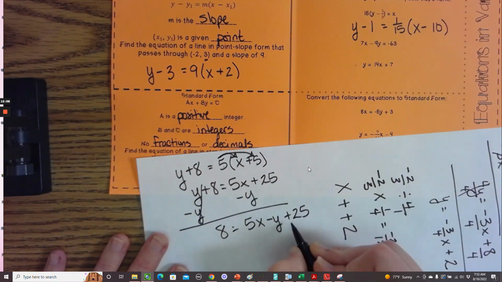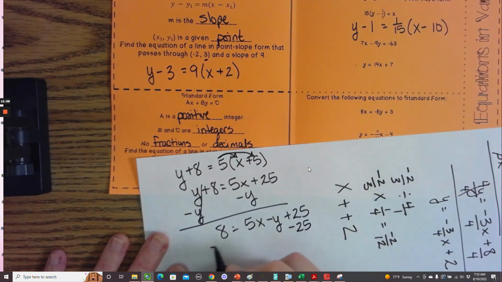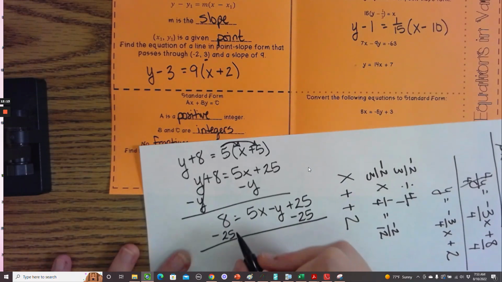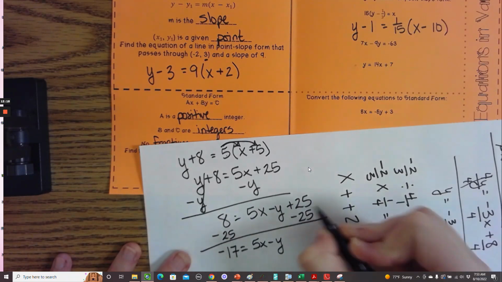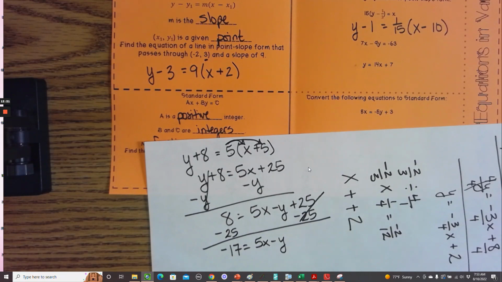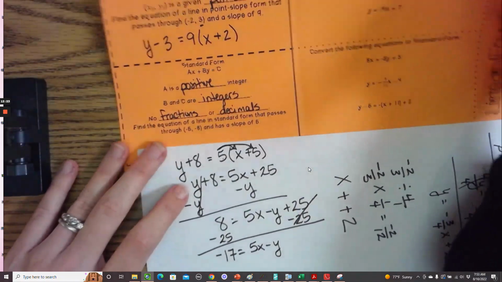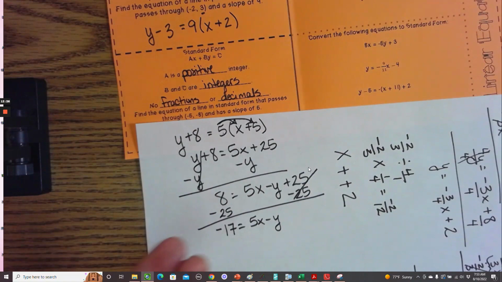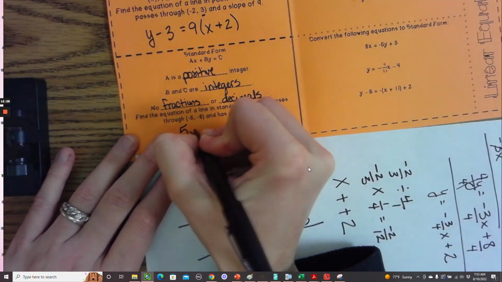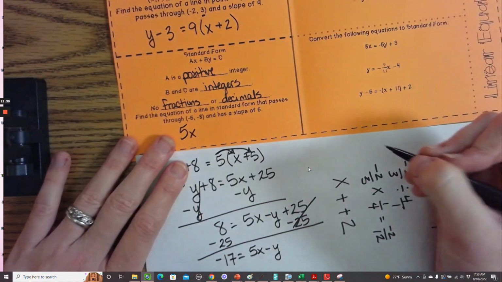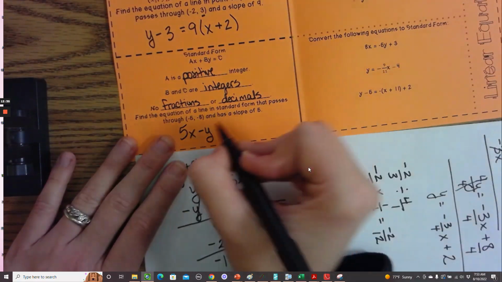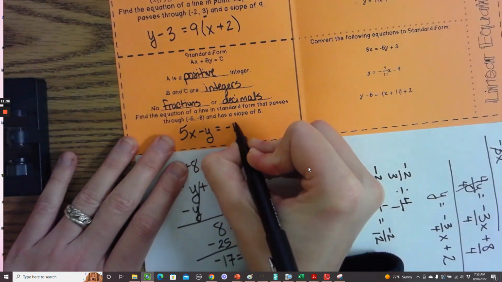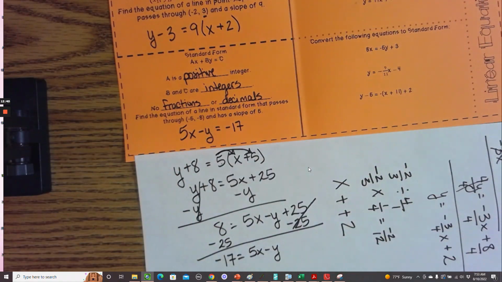All right, 25. I need to get this away from the x and the y. So 8 minus 25 is a -17. And this cancels. Still not quite into standard form. What I need to do is just flip the sides. I need to write it as 5x minus y equals -17.